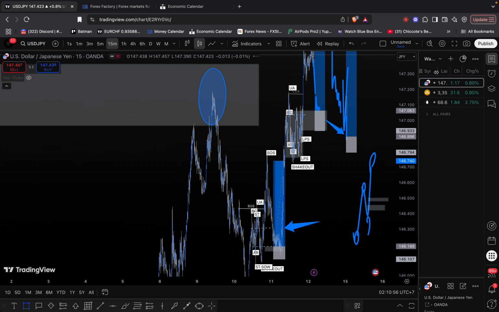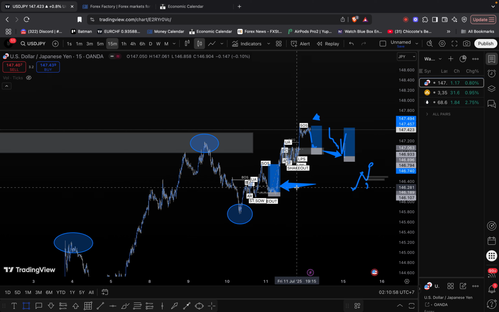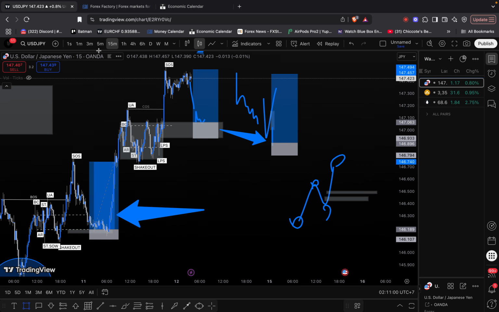When you're trading UJ, here's a tip for Forex traders. If you're trading UJ, start on the 5-minute, because UJ moves slower since it's an Asian pair. It moves during the Tokyo session, so it's a slower pair.